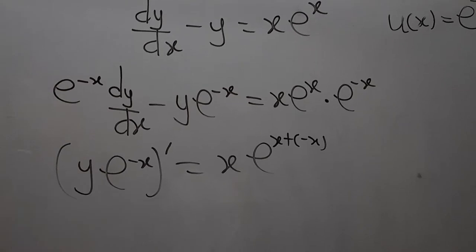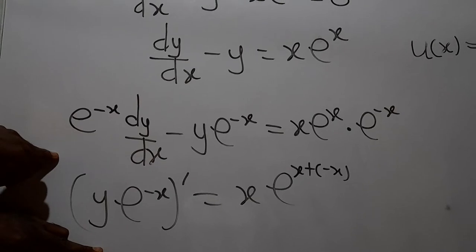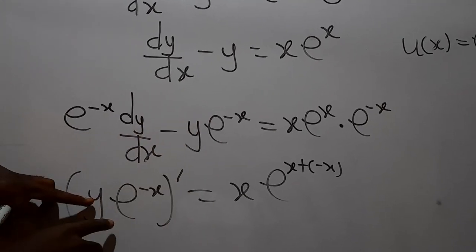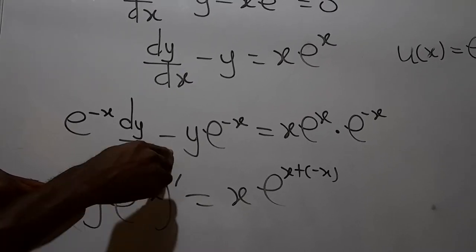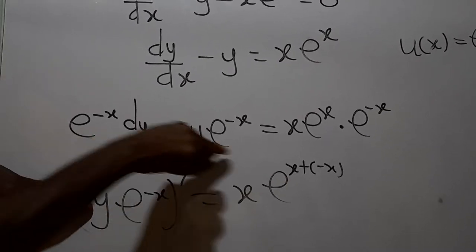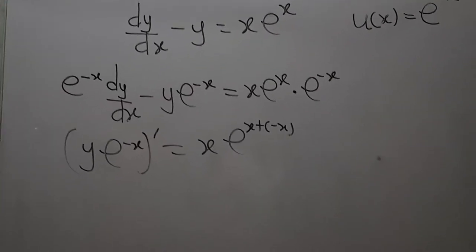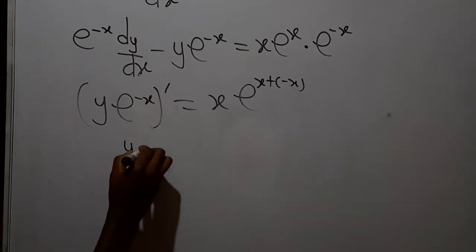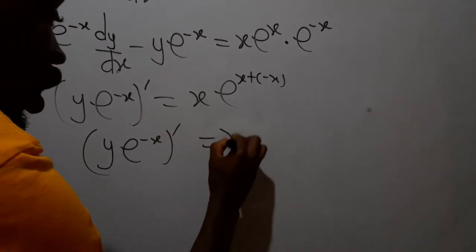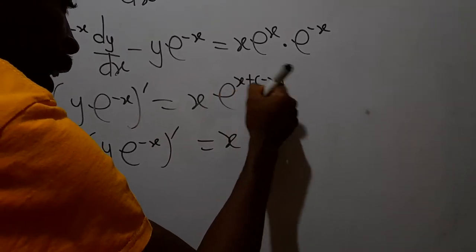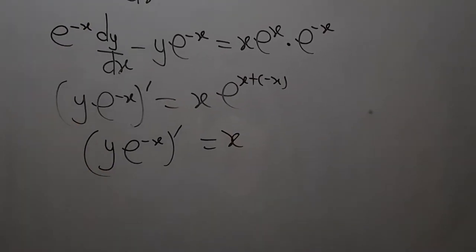Look at it. Why do we say it's the product differentiation? If we keep e exponent negative x and differentiate y, we get dy over dx. Then plus, we keep y now and differentiate e exponent negative x. When we differentiate e exponent negative x, you get negative 1 e exponent negative x. So we'll get this back. So on polishing further, we'll get the differential of y e exponent negative x equal to x. Remember, x plus negative x is 0. Then e exponent 0 is 1. So we'll have x there.